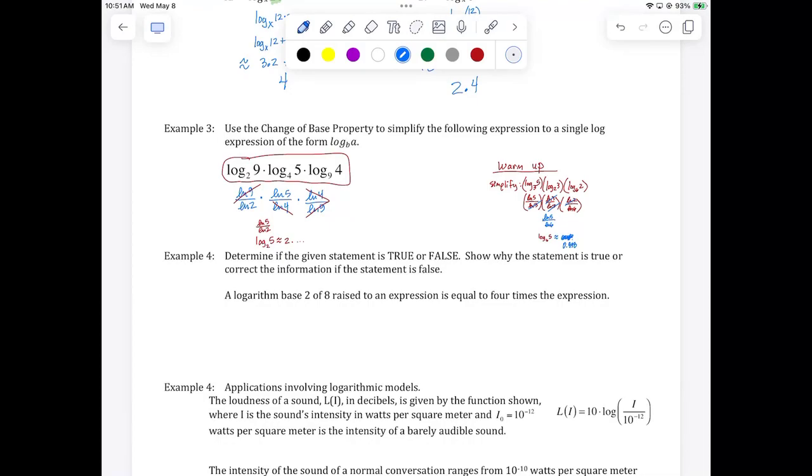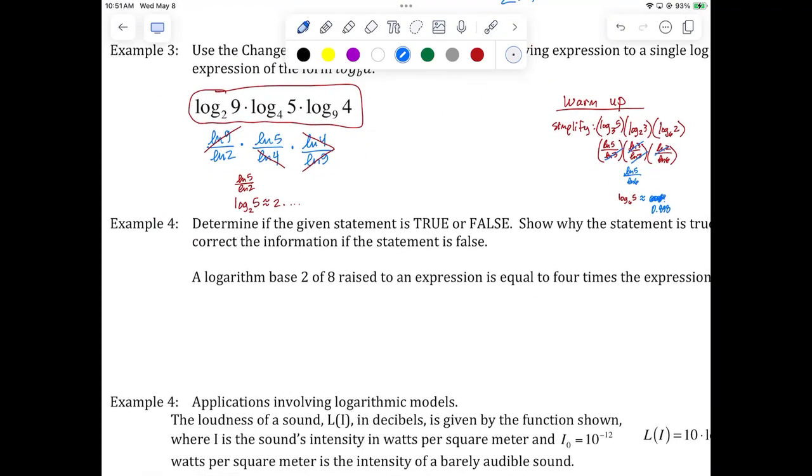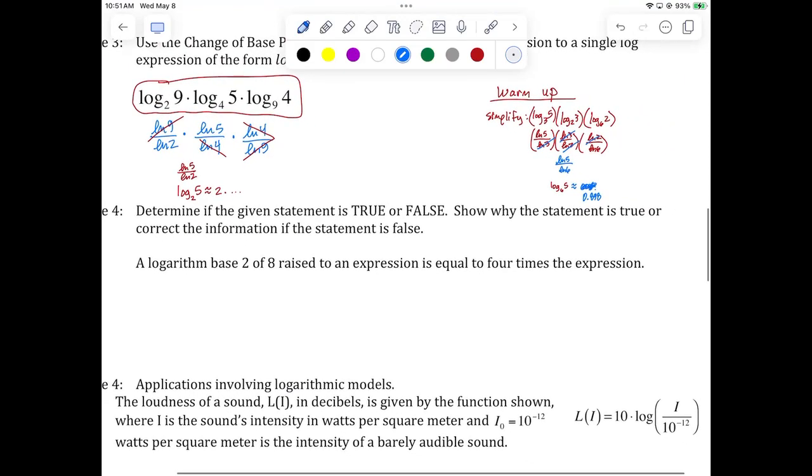4-0 today. All right. Determine if the statement is true or false. Show why the statement is true or correct the information if it's false. A logarithm base 2 of 8 raised to an expression is equal to 4 times that expression. Okay, let's make a math sentence out of this, shall we? A logarithm, so that's log, base 2 of 8 raised to an expression.